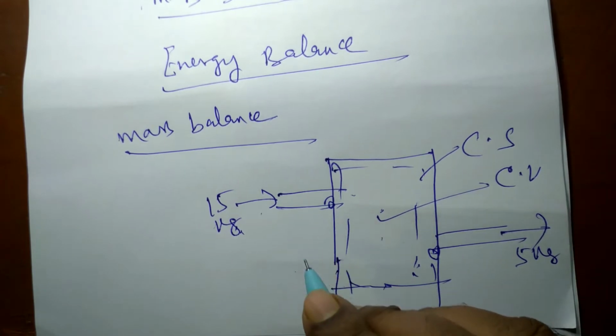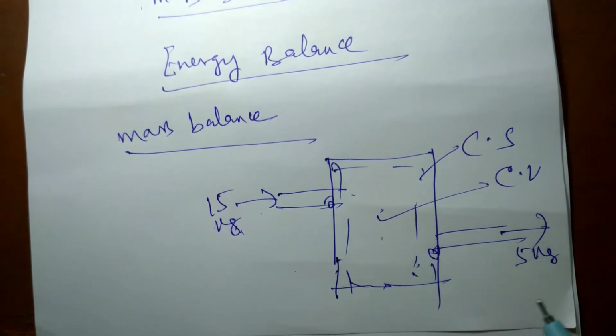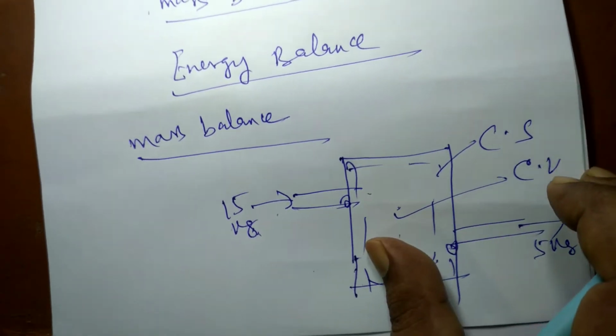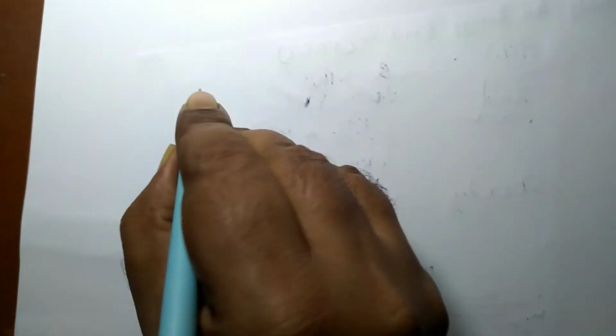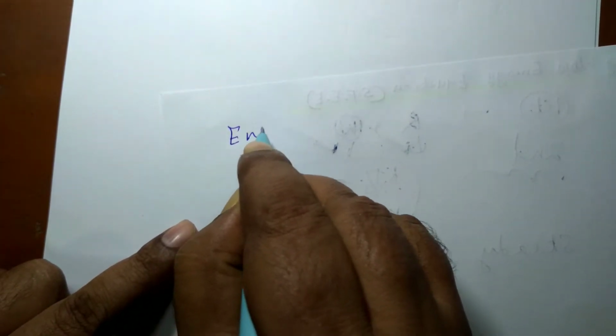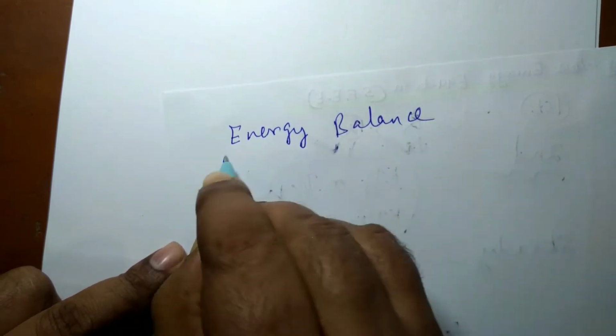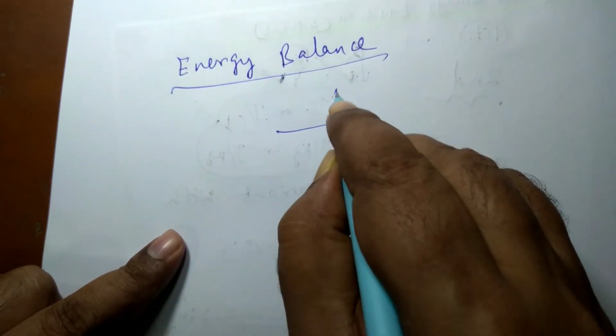The same is with the principle of energy balance. Energy is neither created nor destroyed. It can only be converted from one form to another. So according to the principle of energy balance also, you see, suppose this is the control volume.